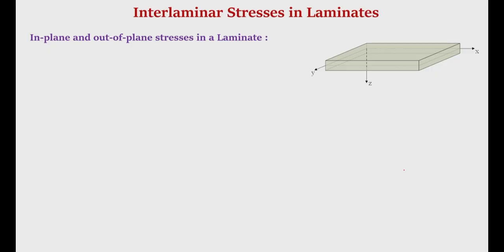And these out-of-plane stresses are very important as far as the design of the laminate is concerned, because they lead to a failure mode called delamination, which is actually separation of the adjacent plies. Therefore, due consideration must be given to understand this and to incorporate it in the design of laminate structures. In this lecture, we will see what these interlaminar stresses are and the mechanics of development of such interlaminar stresses.